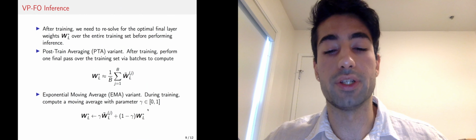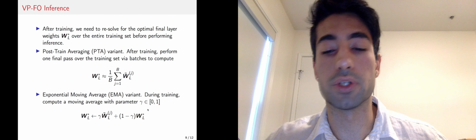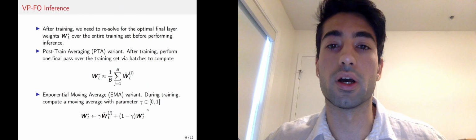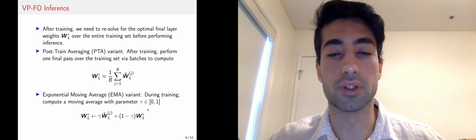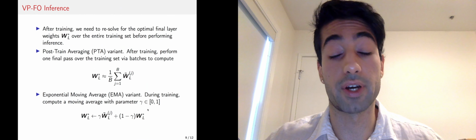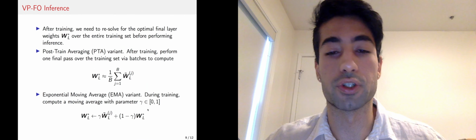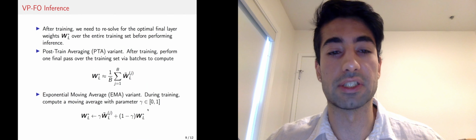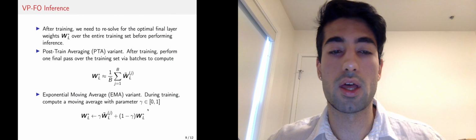The other option is an exponential moving average variant, which, similar to batch normalization, which computes an exponential moving average over batch statistics, computes an exponential moving average over those final layer weights that are learned throughout training. This doesn't require a post-processing step like the PTA variant does.